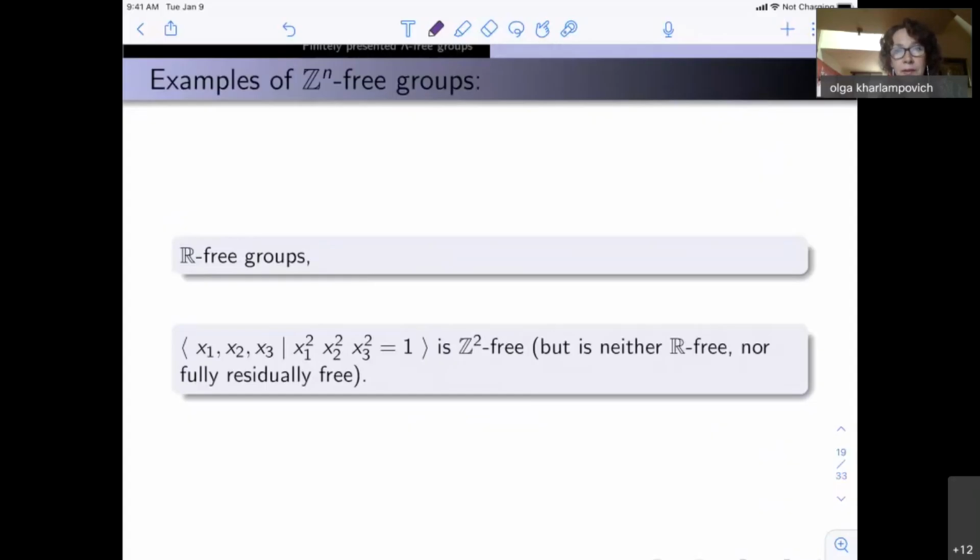Now, another example of a Z^n free group. For example, this is a non-orientable surface group of genus 3. This group is Z square free, but it is not R free and not fully residually free. So the class of Z^n free groups is larger than the class of fully residually free or limit groups, and it's larger than the class of R free groups. There are many groups which are Z^n free, but not R free.